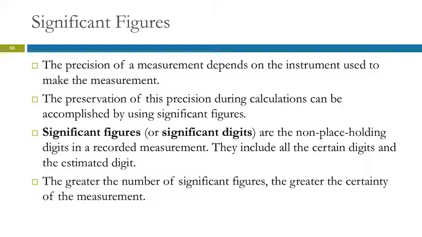It's not a perfect method of keeping track of error and precision, but it's a lot easier than differential calculus, right? So we'll just do with the Sig Figs. So what do we call a significant figure? They're also sometimes called significant digits. These are the non-place-holding digits. These are all of the certain digits and the one estimated digit. Anything after that is meaningless, okay? The greater the number of significant figures, the greater the certainty or the precision of the measurement. So more significant figures is good.